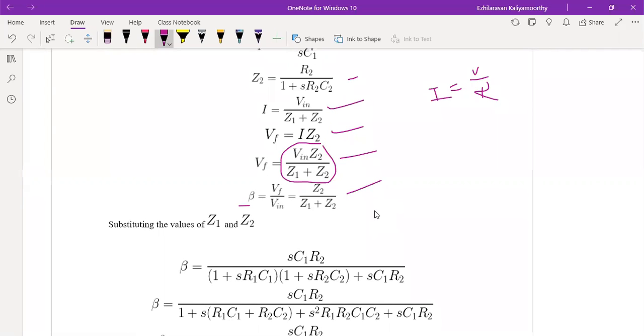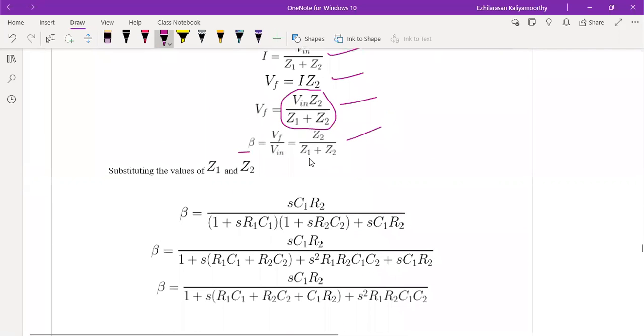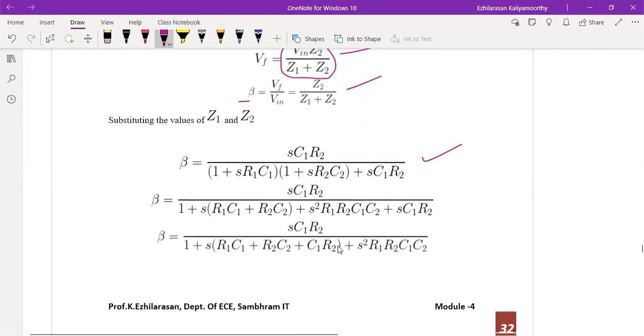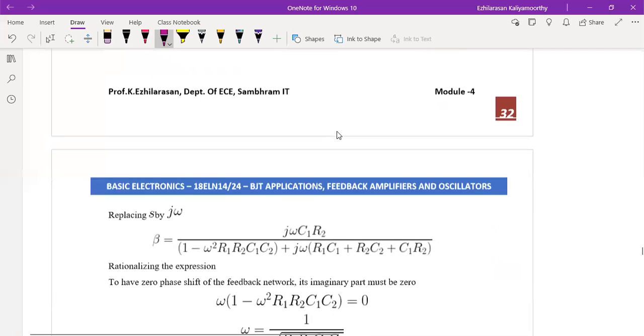Now substitute the corresponding values of Z1 and Z2, which we already know. If you substitute, we get beta like this. Once you get this, you need to rearrange or simplify the expression. So finally we get it like this. You have to simplify in this way.